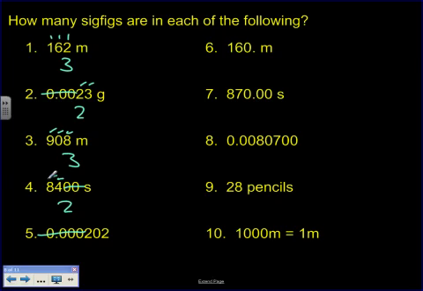So we cross those out. The non-zeros are all that matter. We got 2 sig figs. Number 5, leading zeros, again, cross them out. The captive zero in between the 2's counts, so that's 3.